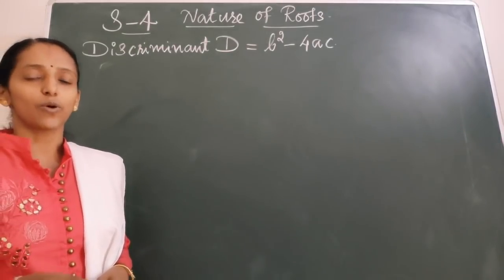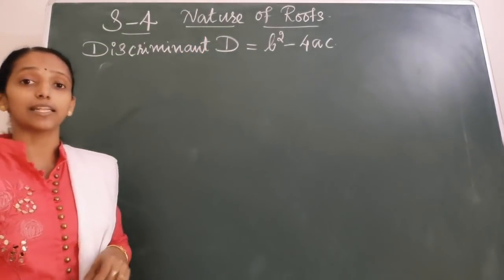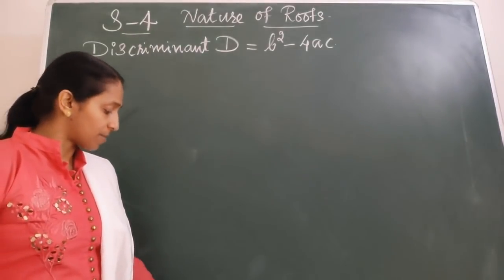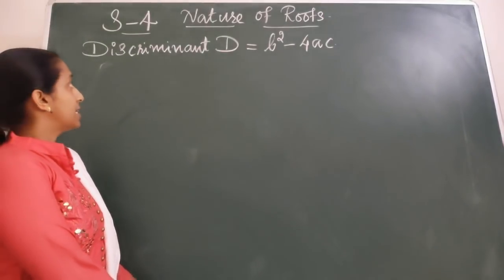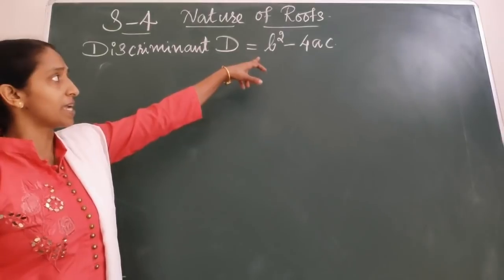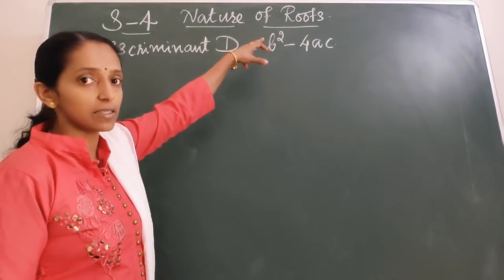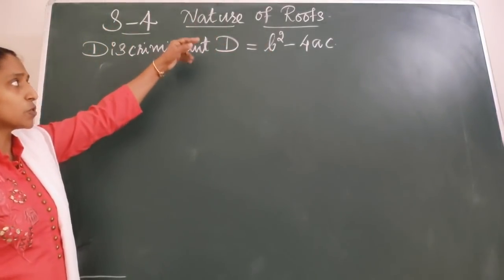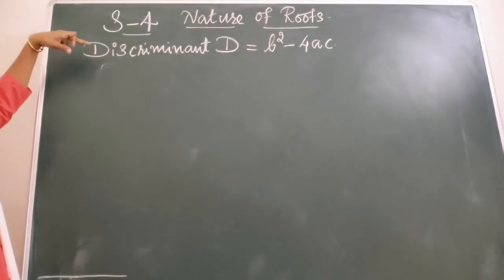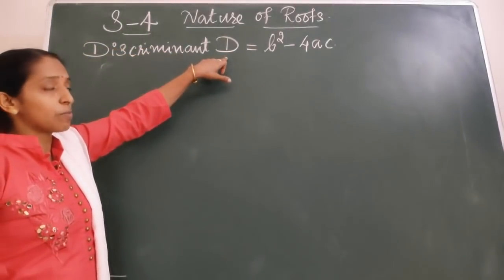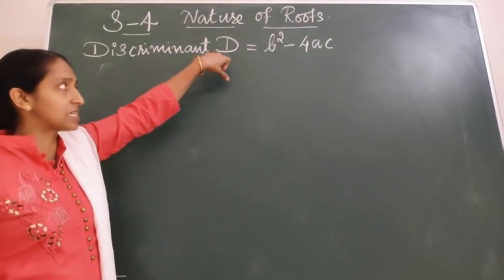Now today we are going to see one more concept, that is the nature of roots of the quadratic equation. If you are taking the nature of roots, in the formula there is a term given, b square minus 4ac. That term is known as the discriminant of the quadratic equation, and it is denoted by the capital letter D.